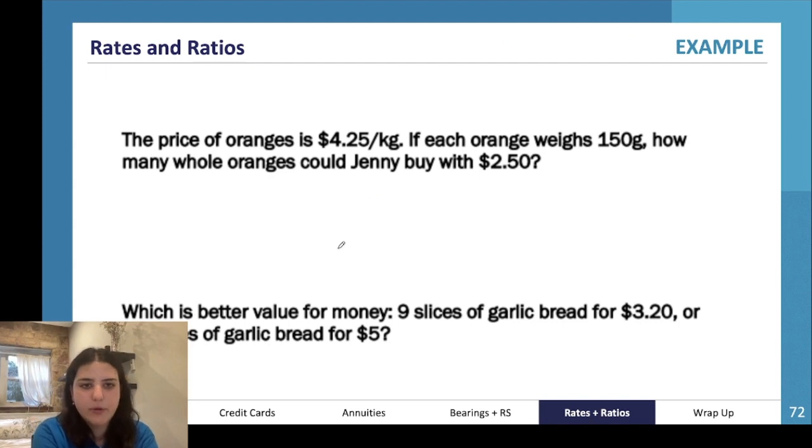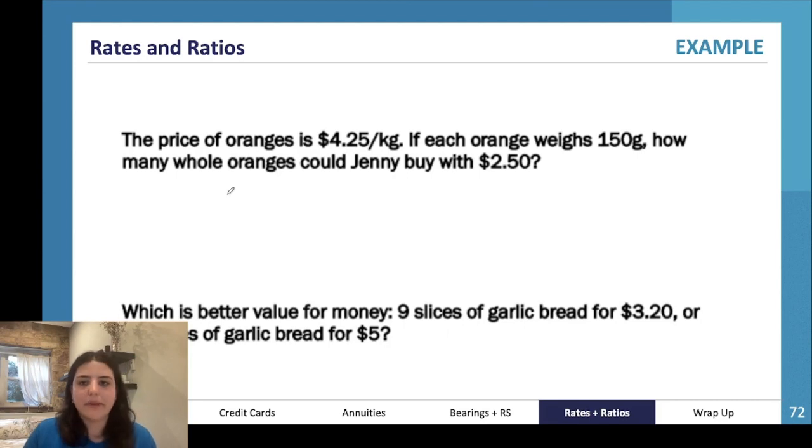Okay, here are some more examples. The price of oranges is $4.25 per kilo. If each orange weighs 150 grams, how many whole oranges could Jenny buy with $2.50? So it's $4.25 per kilo. She has $2.50, and an orange is 150 grams. We want to figure out how many oranges she can buy with $2.50.